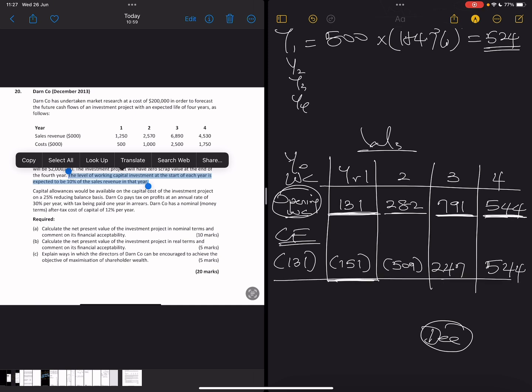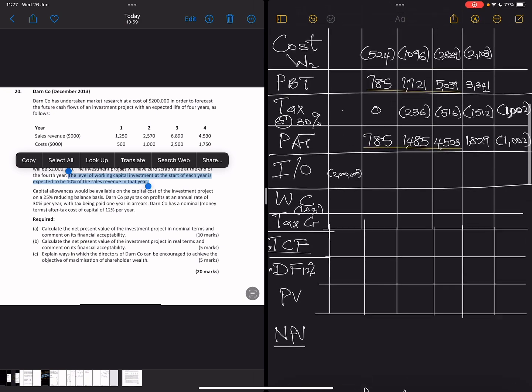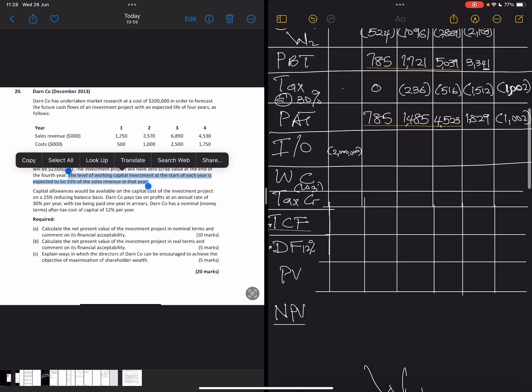So this line is my cash flow that I need for working capital, and this is what I'm going to take up there as my working capital cash flow. So I go here to plot my working capital cash flow. I have 131 negative, I have 151 negative, I have 509, I have plus 246, and I'm recovering the balance of my working capital at the end of the investment, 544. Right. So that is working capital.